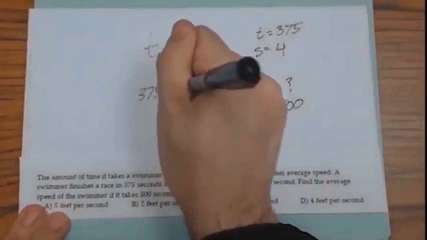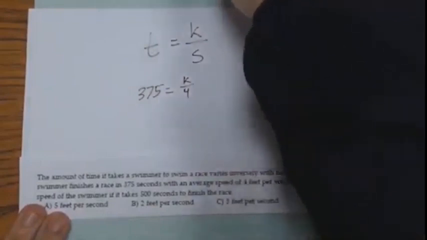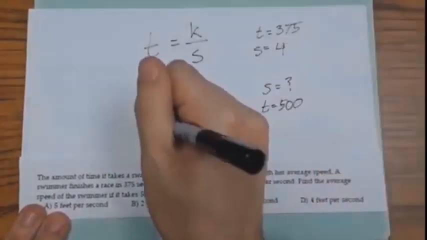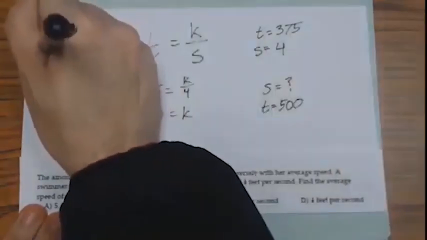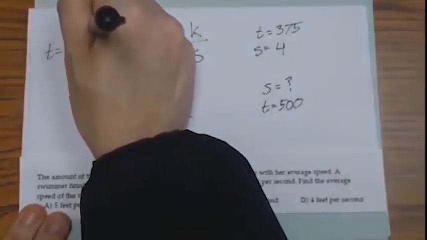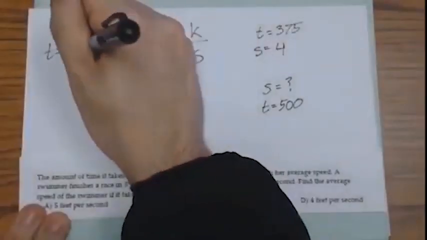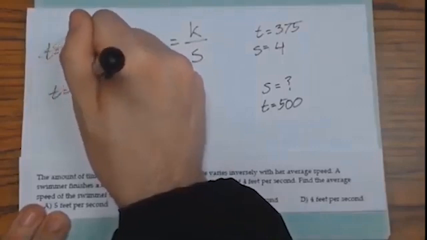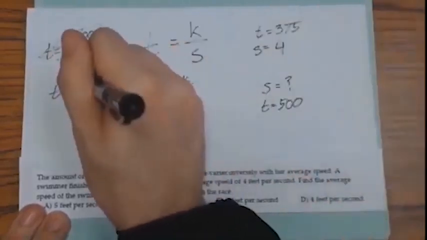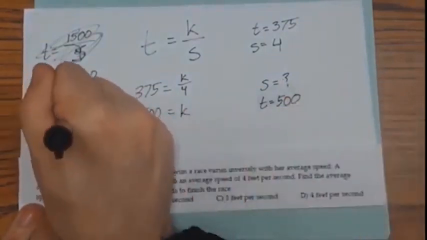So 375 equals k over 4. Multiply both sides by 4. We get that k is 1500. Just plugging in k, T equals 1500 over S. What is S when t is 500?